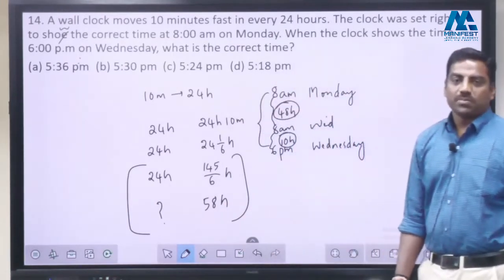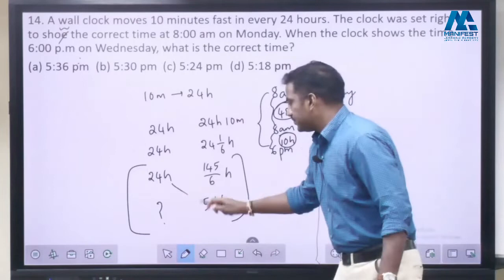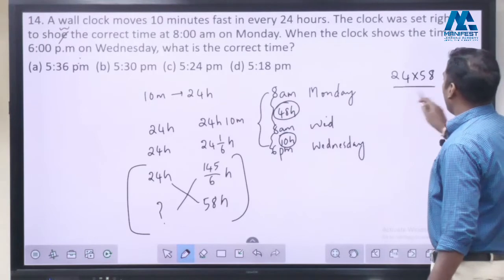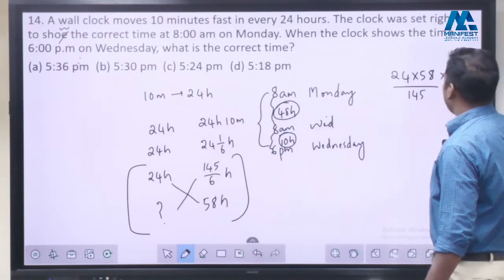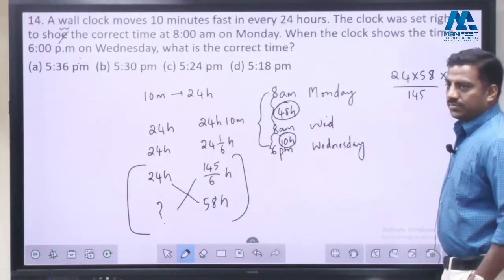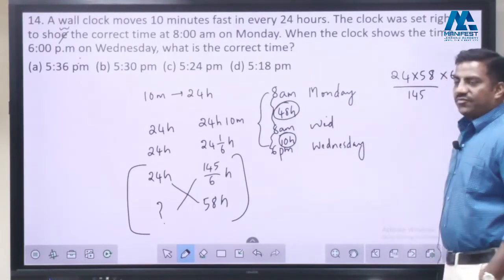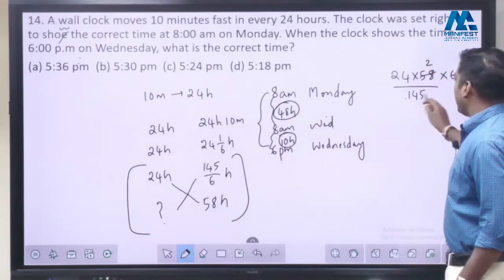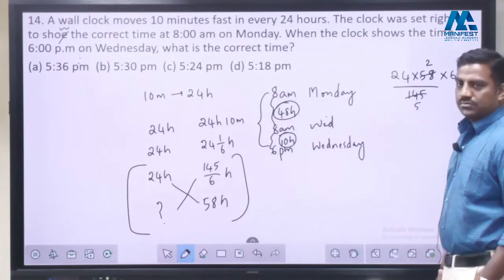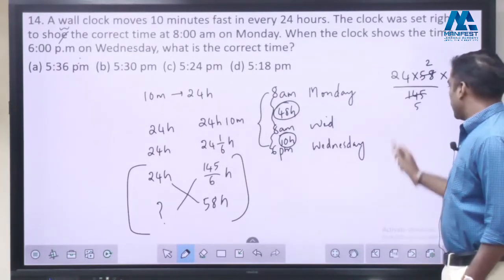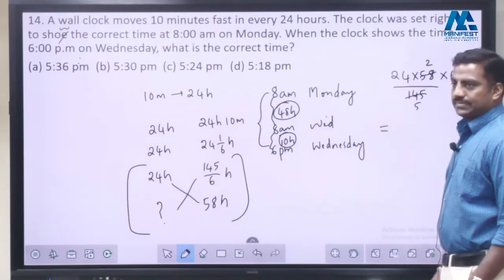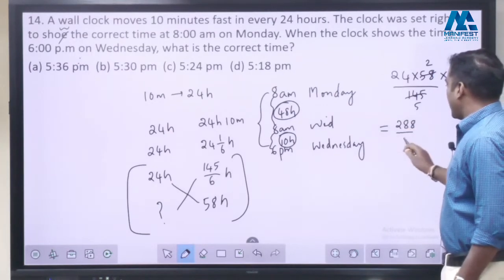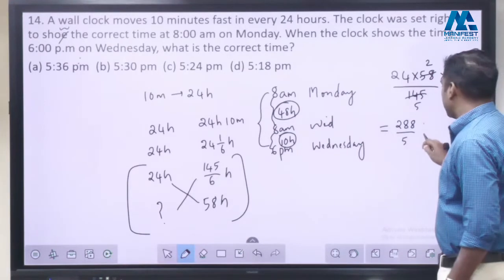So this has to be ratio and proportion. Yeah, cross multiplication. 24 into 58 divided by 145 by 6. So here into 6. When I see 58, my mind would go for 29. 29 twos and 29 fives. Then 24 into 2 into 6. It is 288 divided by 5. These many hours.